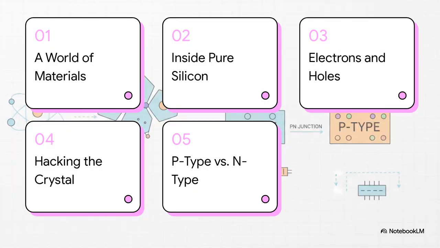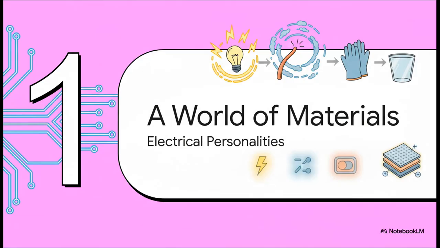All right, so here's the game plan for how we're going to tackle this. First, we'll look at the big picture of materials. Then, we're diving deep inside pure silicon. After that, we'll meet the stars of the show, electrons and holes. And finally, we get to the really cool part, how we can actually hack the crystal using something called doping to create two very different teams, P-type and N-type. Okay, let's kick things off with part one, a world of materials.